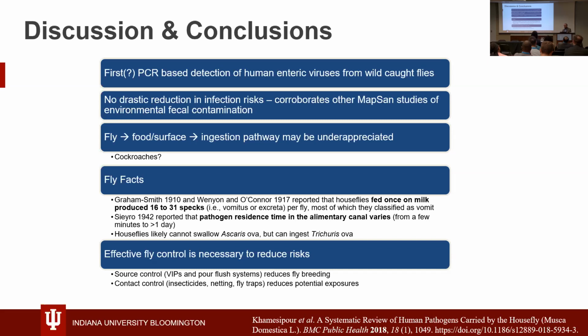We can do that through fly control measures such as source control, by reducing flies' access to fecal sludge in latrines, and then contact control for things like traps and insecticides.